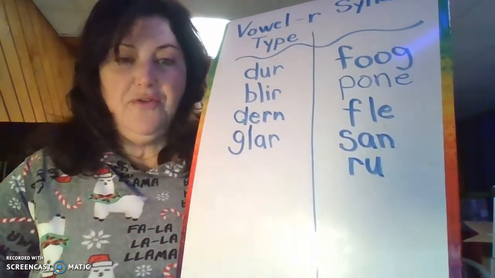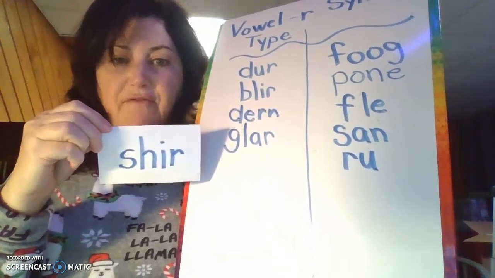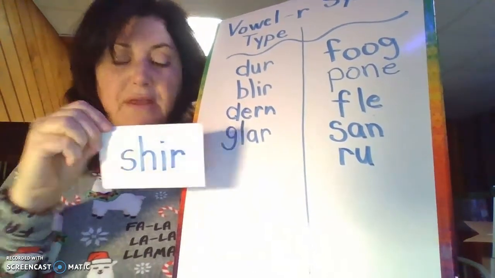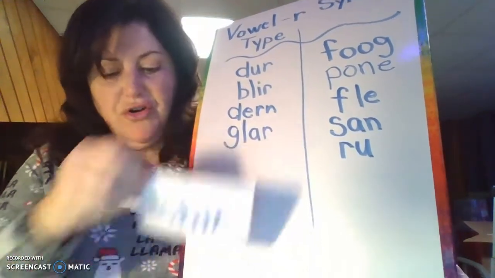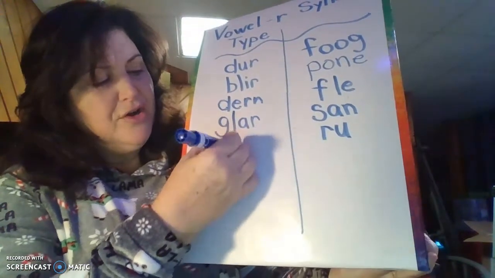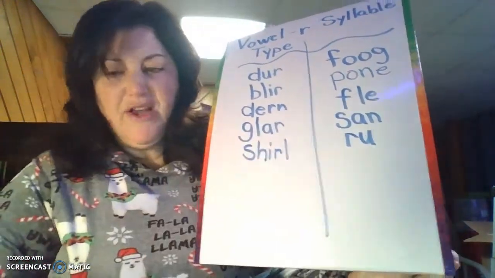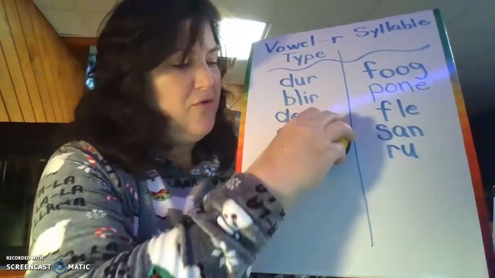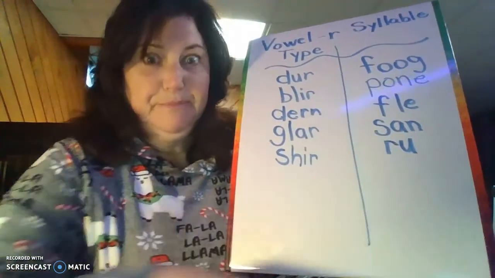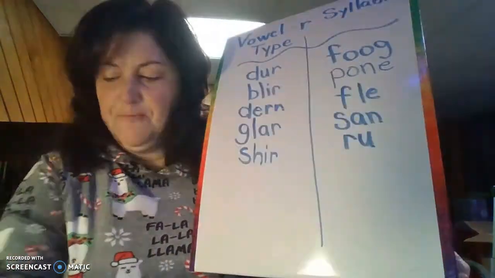Very good. If you're doing this, we have a vowel I followed by R. Sure is going to go on our vowel R side. Why am I writing shirt? I wanted to make it into a real word. Oopsie. Shirt. Sure. Okay, ready?